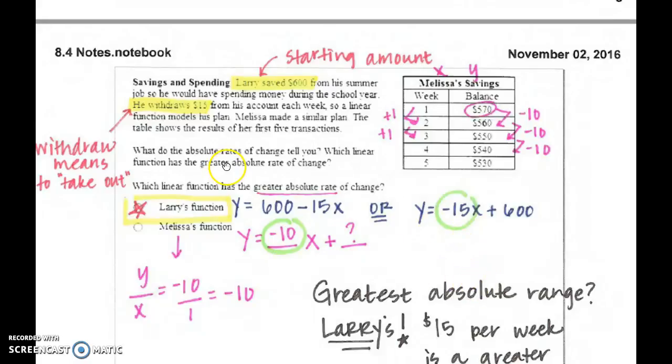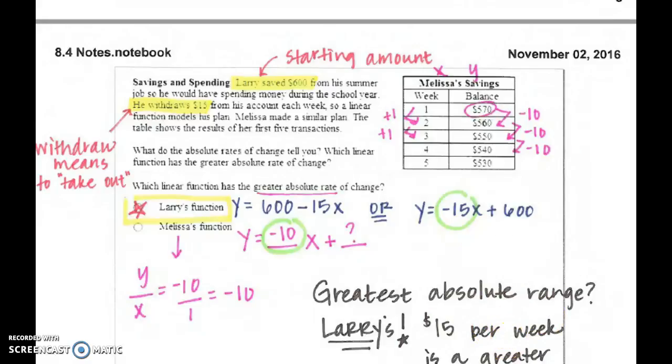The question asks what the absolute rates of change tell us and which one has the greater absolute rate of change. In most cases, we know that negative 10 is greater than negative 15, but that's not what we're talking about here. We're looking for a steeper line. So when you're talking about the absolute rate, it's going to be Larry.